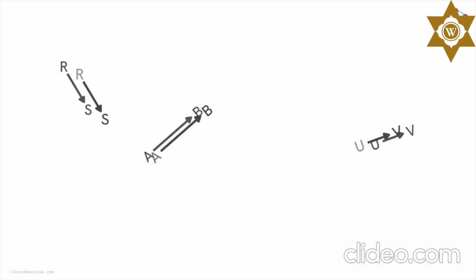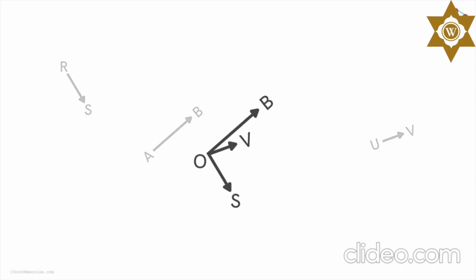Now consider the vectors AB, RS and UV. Let's move them parallel to their positions without affecting their magnitudes and directions such that they originate from a single point. Can you see? Now it's much easier to compare the directions and the magnitudes of these vectors with respect to each other.